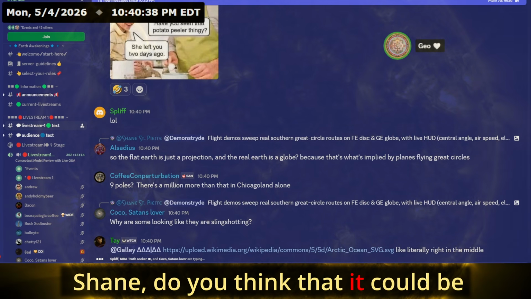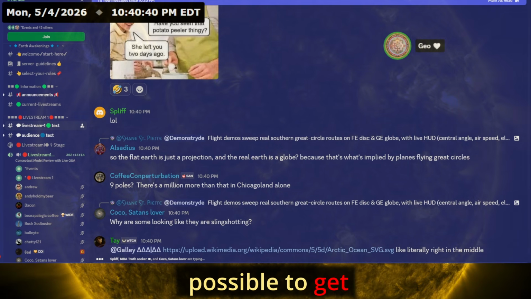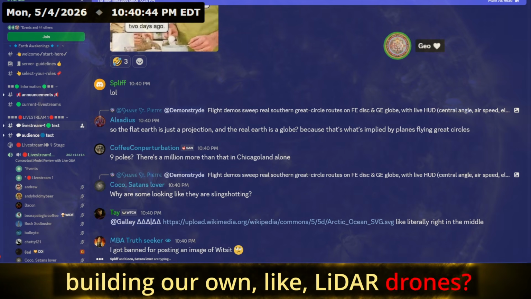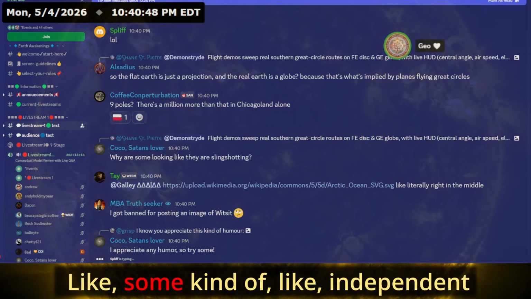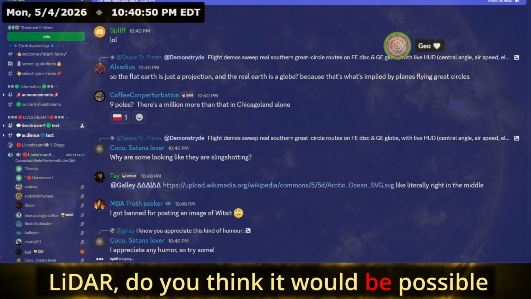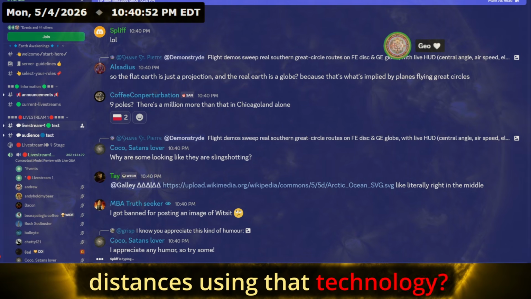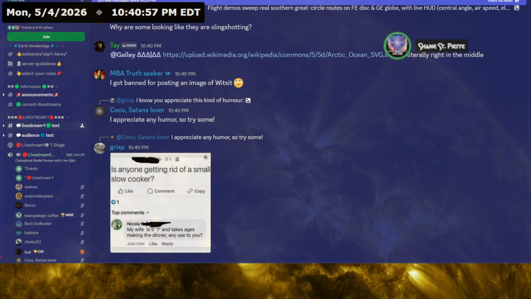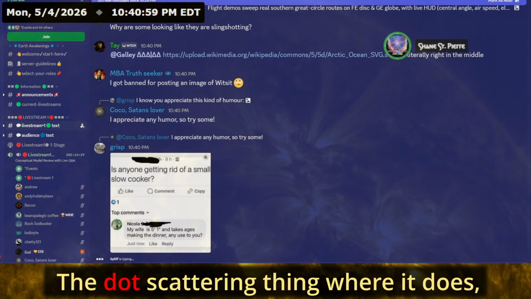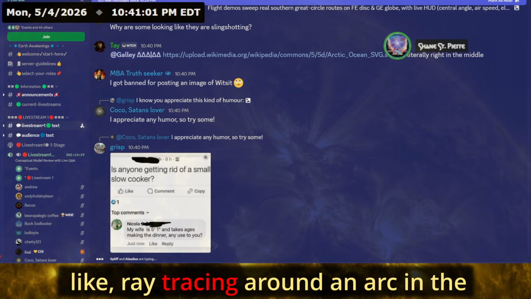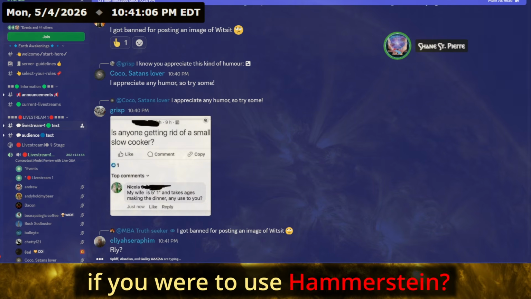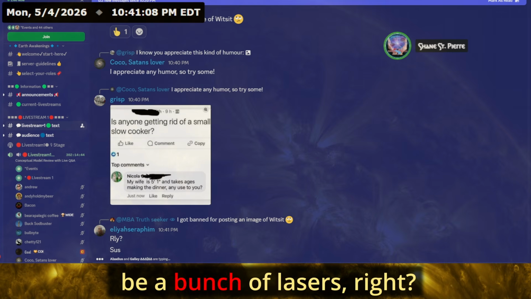Shane, do you think it could be possible to get accurate distances building our own lidar drones, or just using lidar, like some kind of independent lidar? Do you think it'd be possible to get accurate distances using that technology if it was done independently? Isn't that kind of like the method that Alan has, the dot scattering thing, where it does ray tracing around an arc in the sky and it comes up with the same distance as if you were to use Hammerstein? Like, so I think lidar would be a bunch of lasers, right?